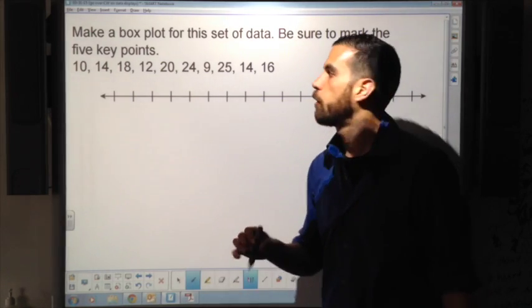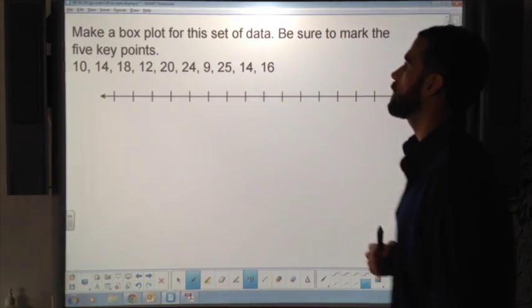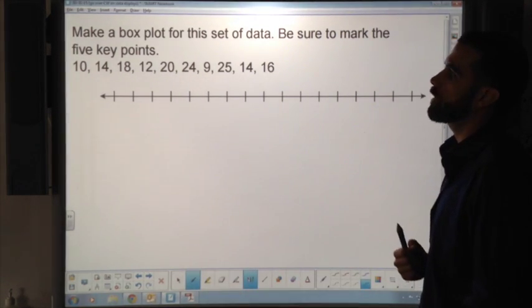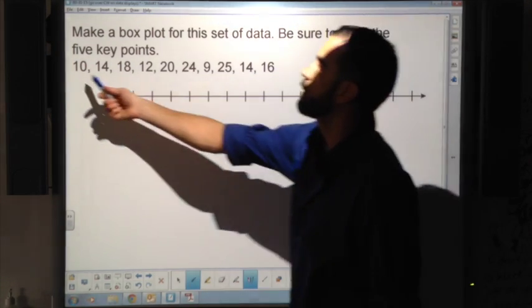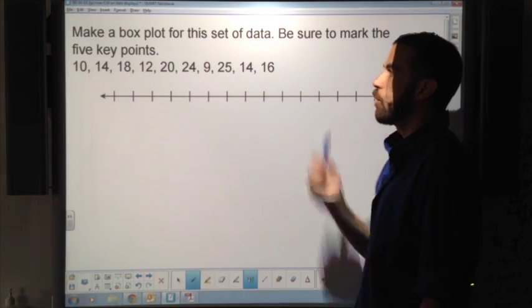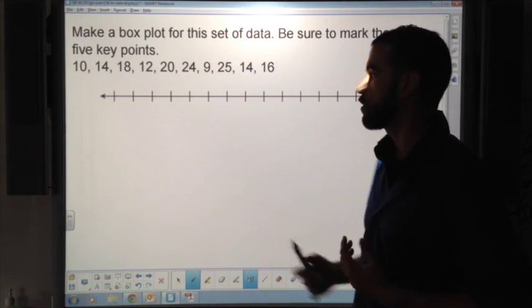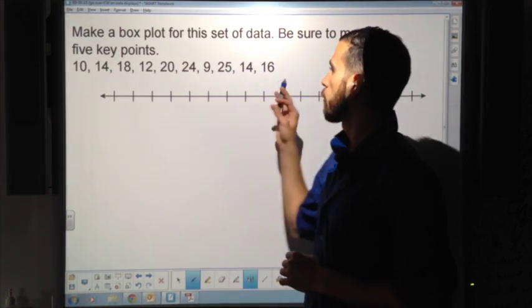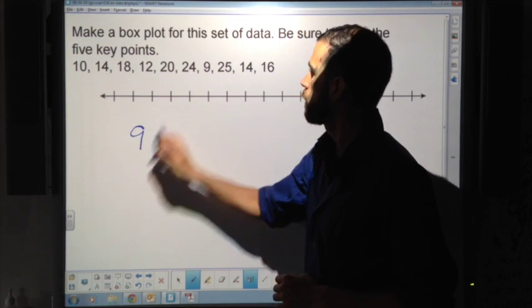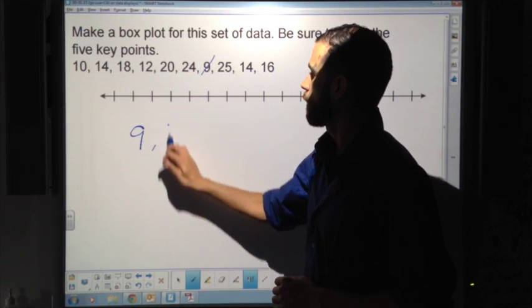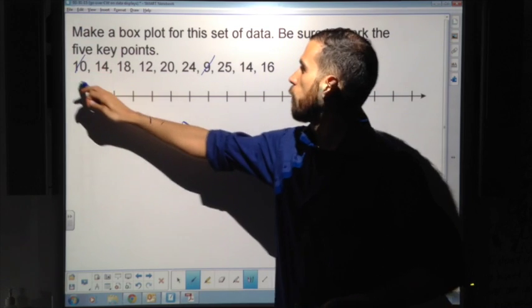So here's our example. Make a box plot for this set of data. Be sure to mark the 5 key points. And as you can see, here is our data. The first thing that you do is you order the data from least to greatest. So let's do that right now. The lowest number up here is 9. The next lowest is 10. So on and so forth.